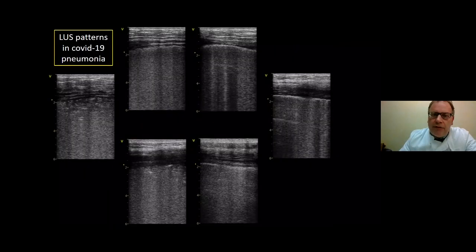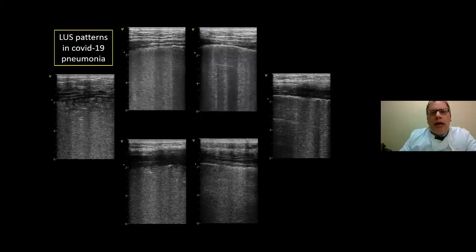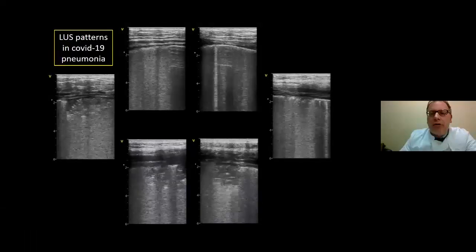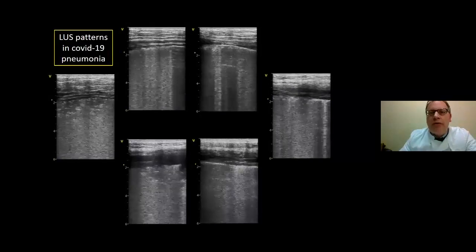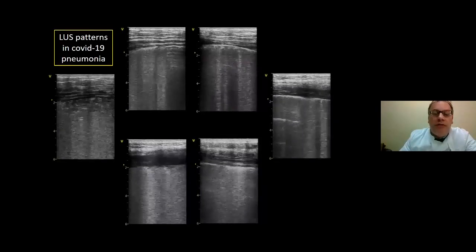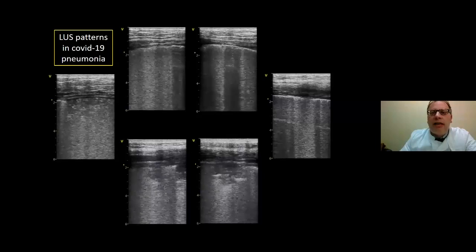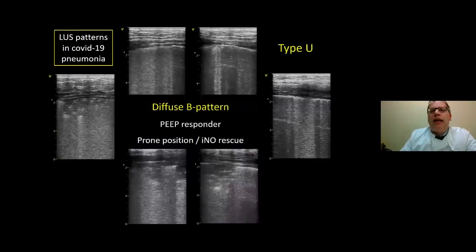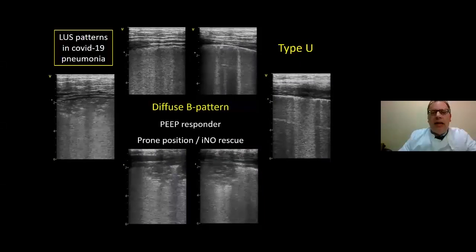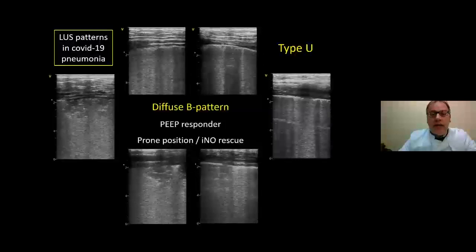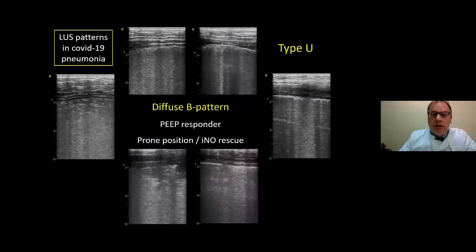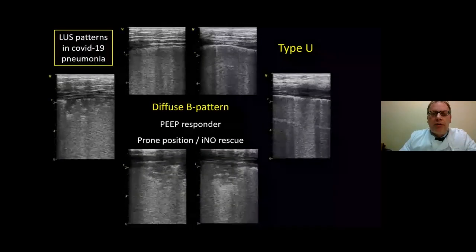This is a completely different scenario, looking at anterior, lateral, or posterior lung regions. Everywhere you see multiple coalescent B lines. This is severe, diffuse, inflammatory lung edema. Again, this is the unstable COVID-19 patient. It is usually highly recruitable, so we set high PEEP in this patient and we use prone position as rescue treatment.